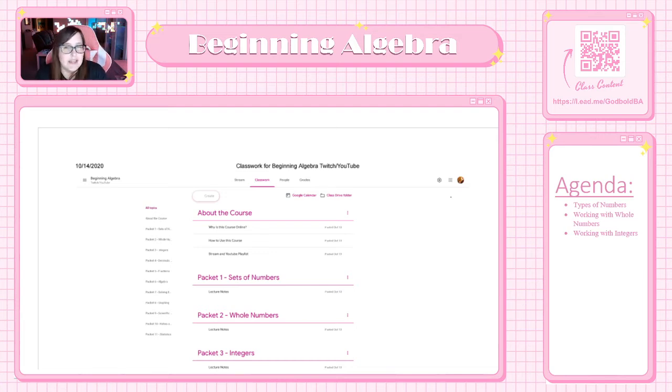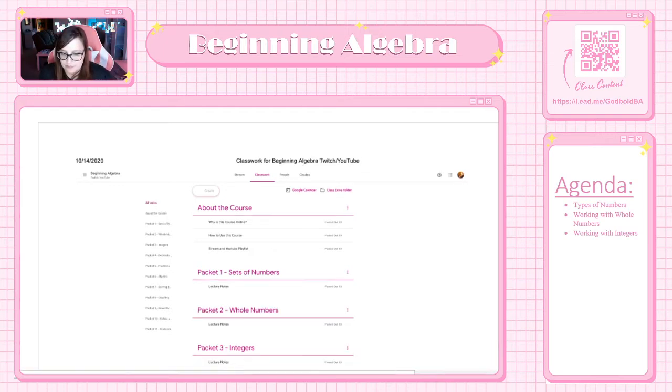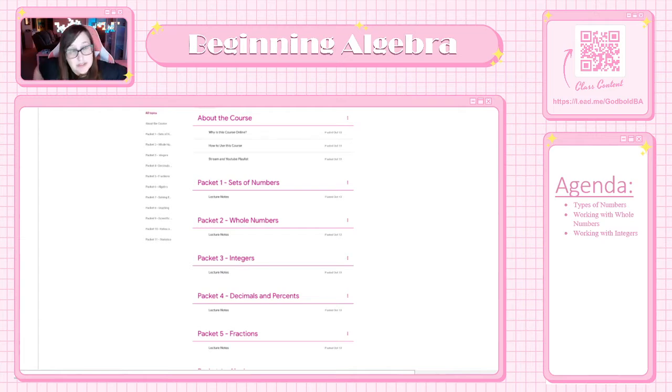By beginning algebra, I mean pre-algebra. So some of the stuff we'll be doing is we'll start with what types of numbers there are, different sets of numbers, and then doing arithmetic operations on whole numbers, which if you don't know what that is, I'll tell you in a little bit, and then integers, and then decimals. One of the first things you learn in pre-algebra is how to work with negative numbers. So we're leaning into that.